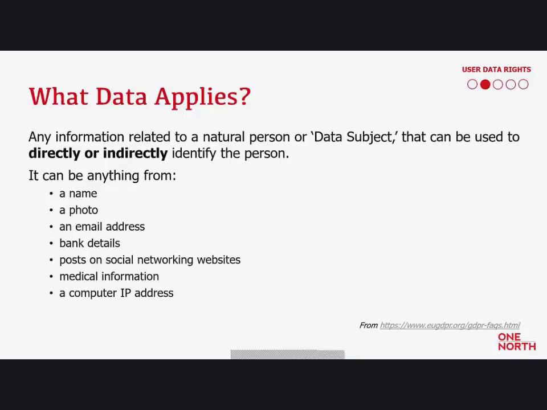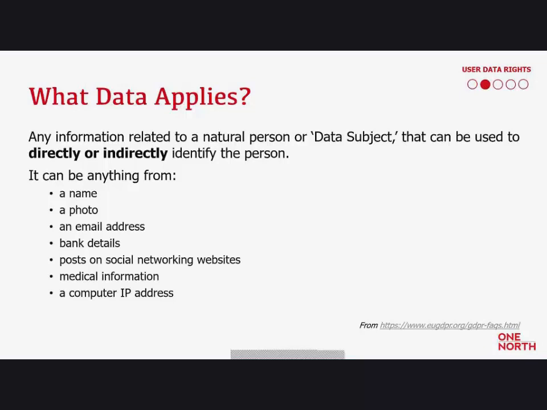The direct identifiers are pretty obvious. Things like a name, an email address, a government-issued ID, an application or system ID. Those things, if you have them, you can easily identify an individual usually. The indirect identifiers are equally important and maybe require a bit more thought. So a real good example, and one that has come up most recently, is the computer IP address.